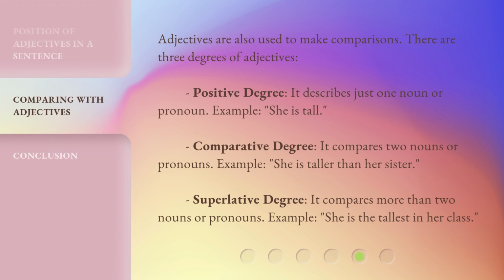Adjectives are also used to make comparisons. There are 3 degrees of adjectives. Positive degree. It describes just one noun or pronoun. Example: she is tall. Comparative degree. It compares 2 nouns or pronouns. Example: she is taller than her sister. Superlative degree. It compares more than 2 nouns or pronouns. Example: she is the tallest in her class.